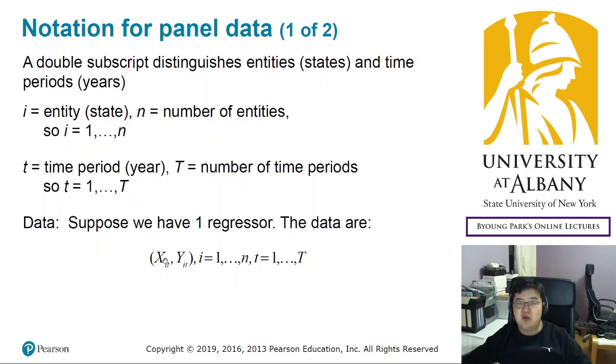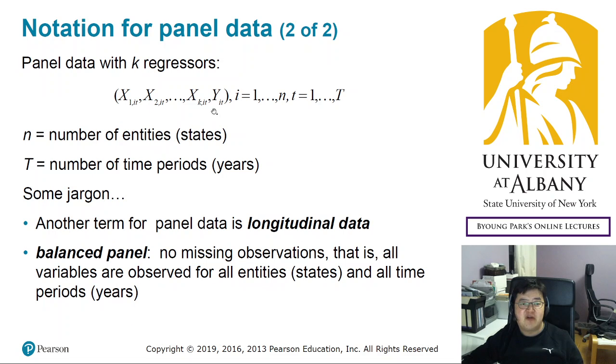And then if you have only one regressor, X and Y, both X and Y depend on i and t. So for an individual i, at time t, you observe X and Y. That is denoted as X_it, Y_it. And if you have more variables, it's straightforward to extend the notation: X1_it, X2_it, up to XK_it. So again, individual i at time t, and you observe K regressors and one Y.